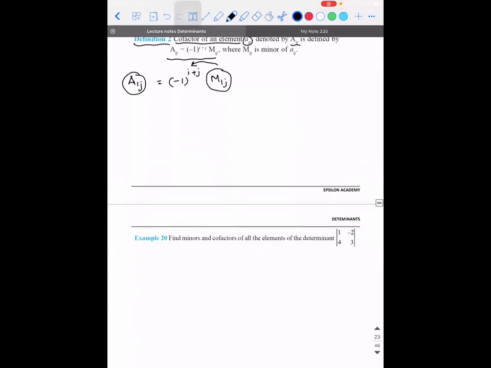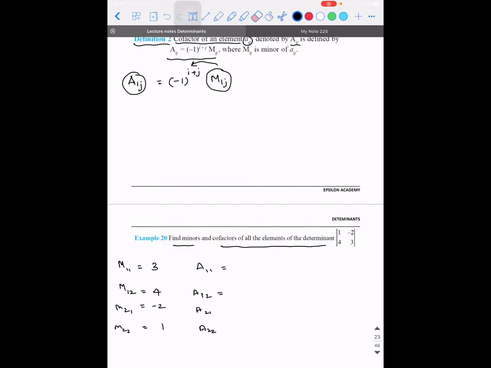So with this idea, if I ask you to find the minors and cofactors of all the elements in the determinant, how will you do it? If I want to find the minor of 1, 1, I should hide that row and column, and it is 3. Minor of 1, 2 is 4. Minor of 2, 1 is minus 2. Minor of 2, 2 is 1. Next is A11, A12, A21, A22. So what is A11, guys? It is 3.